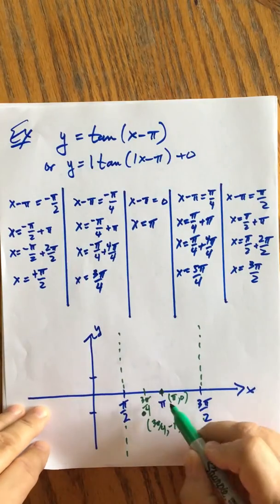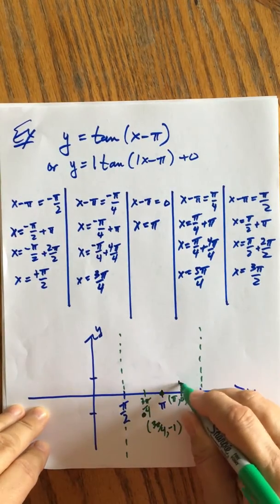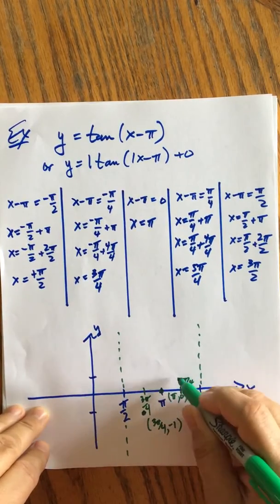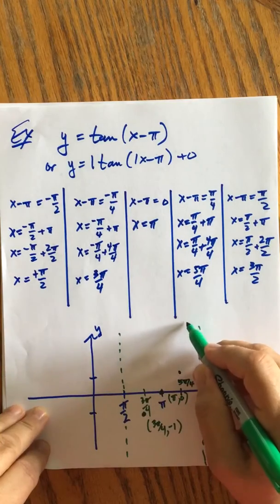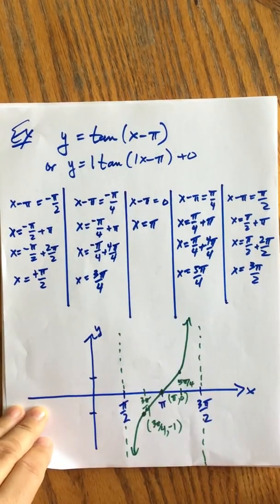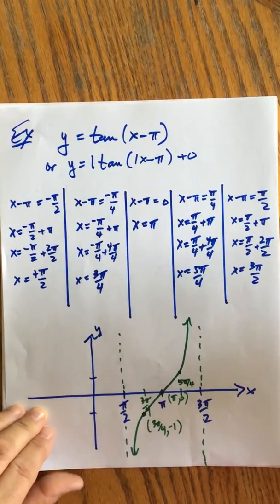So therefore, I'm going to go over to 5 pi over 4, and I'm going to go up to 1. So I'm going to go up here at 1. And now I'm going to go ahead and draw the tangent right there. Okay. Now I just want to address something here.